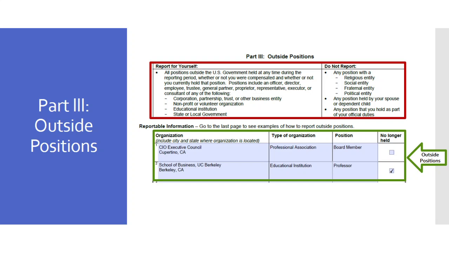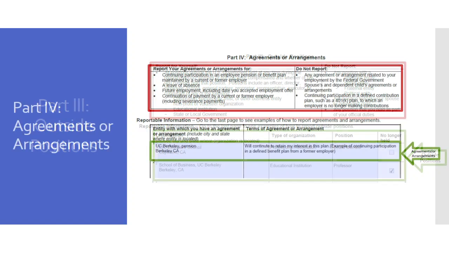Non-compensated positions are things such as serving as an officer or board member of a nonprofit or a professional association. On line 1 is an example of how to report a board member position that is currently held. Do not report positions held by your spouse or dependent children, positions you hold as a part of your official government duties, or positions with any religious, social, fraternal, or political groups.